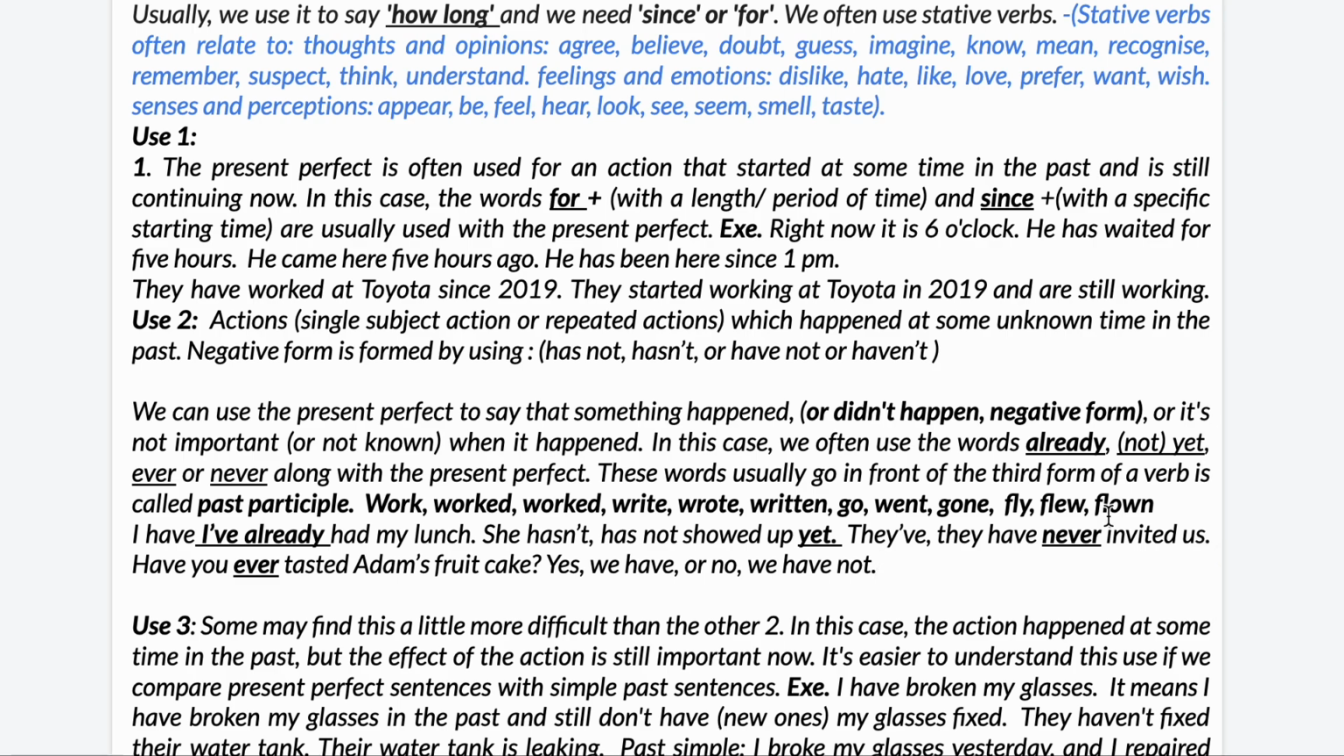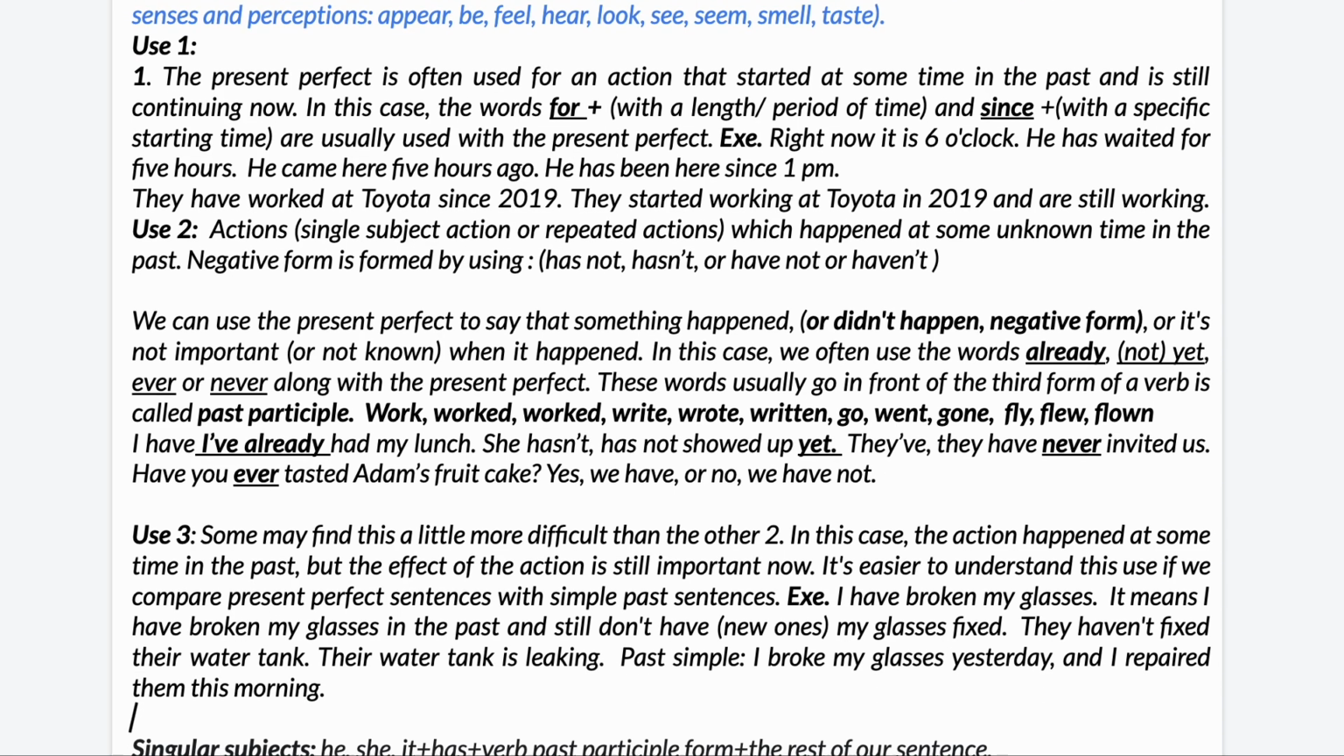And the third use says, some may find this a little more difficult than the other two. The first use and second use we already spoke about, and the third one some may find more difficult or confusing. In this case the action happened at some time in the past, but the effect of the action is still important now. It's easier to understand this use if we compare present perfect sentences with simple past.